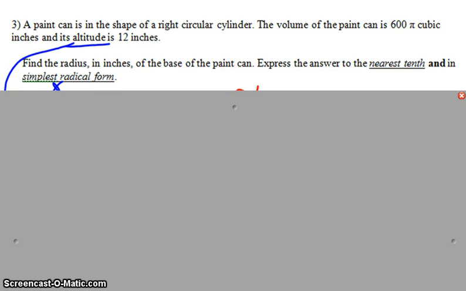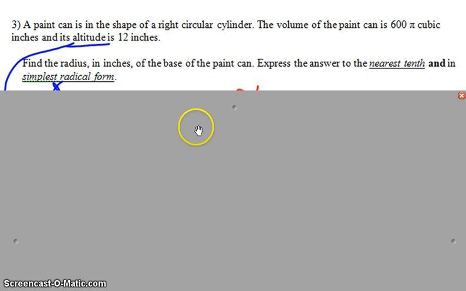Okay, so number 3 says a paint can is in the shape of a right circular cylinder. The volume of the paint can is 600 pi cubic inches and its altitude is 12 inches. We want to find the radius in inches of the base of the paint can. We want to express our answer first to the nearest tenth and also in simplest radical form.